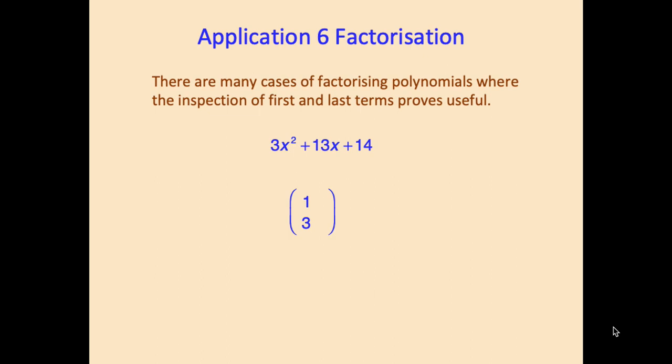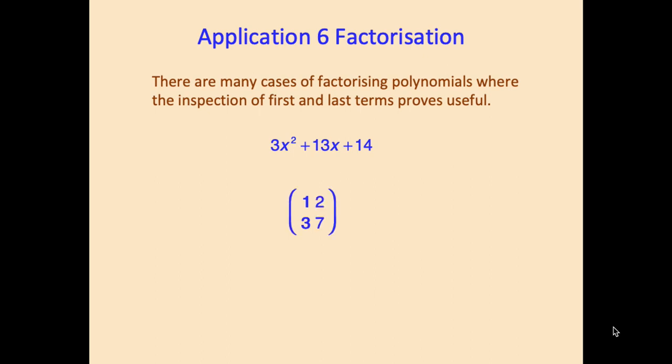This is particularly useful when one of the terms, either the first term or the last term, is prime. So given that we've got a relatively easy factorization here, we can use 3 and 1. Then we've got to put down in the second column 2 factors of 14. Well, we could choose 1 and 14 or 2 and 7. And in this case, it's going to be 2 and 7. We've got to get them the right way round.